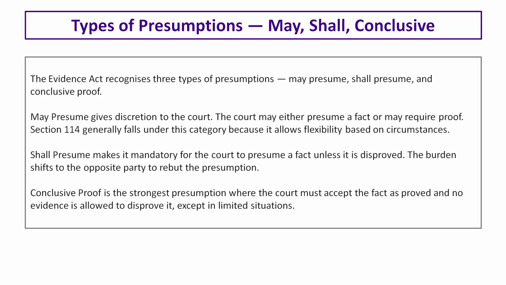Now, let us understand three types of presumptions recognized under the Evidence Act. These are may presume, shall presume, and conclusive proof. It is very important to understand the difference between these three.